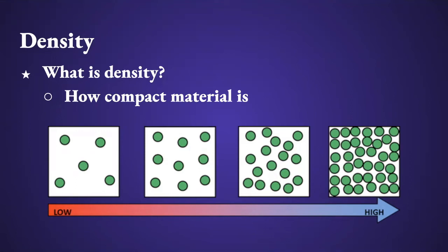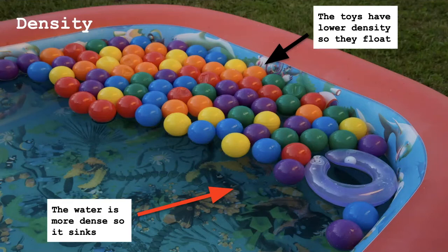So if you have more mass in the same space, it's going to be denser than something with less mass in the same space. You can see this when you put an inflated object in a pool. So the water is more dense and the toys are filled with air. The air doesn't weigh as much as the water. So the toys that are filled with air float on top of the water because they are less dense. Now we're going to show you how this works with liquids of different density in a cup.